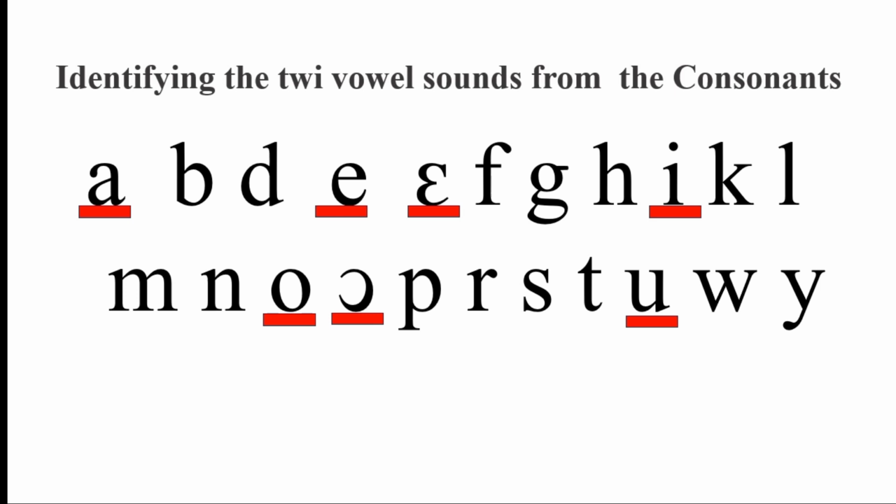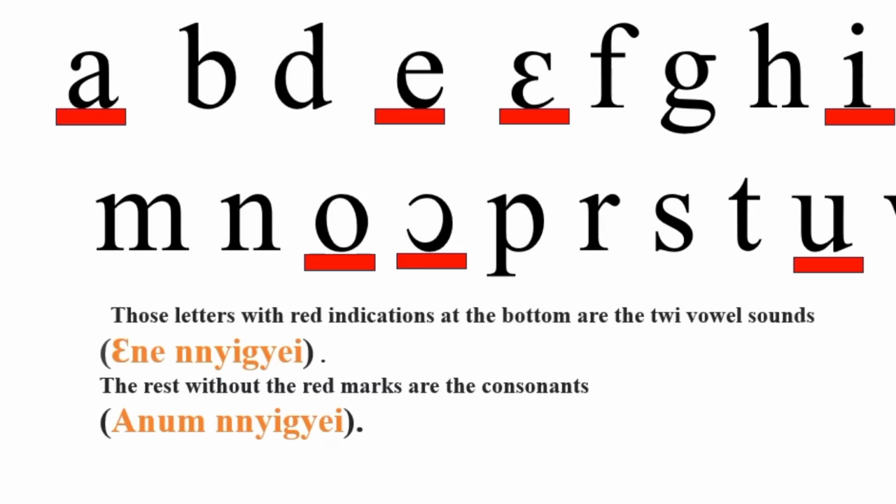All those characters with red labels beneath are the vowel sounds in the Twi language, in the Akan language. These are the alphabet. These are the vowel sounds. And the rest without the red indicators are the consonants.